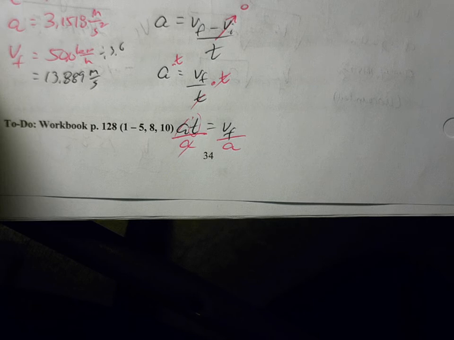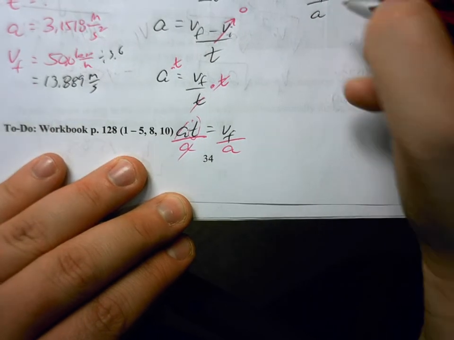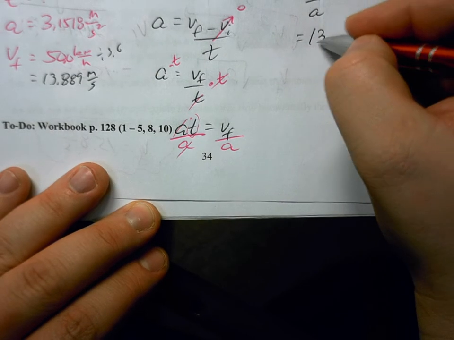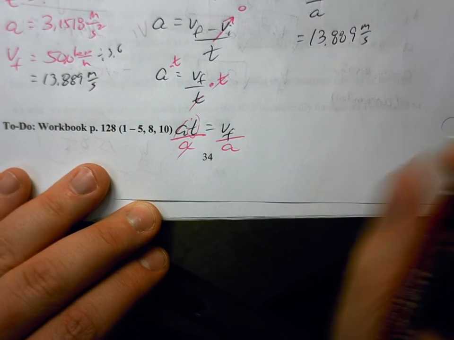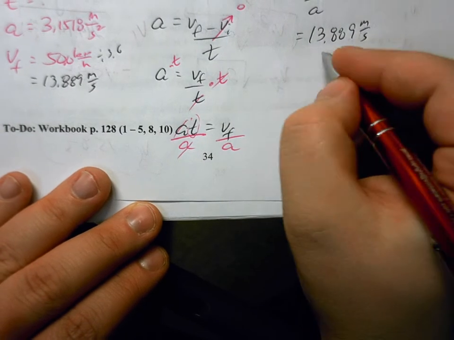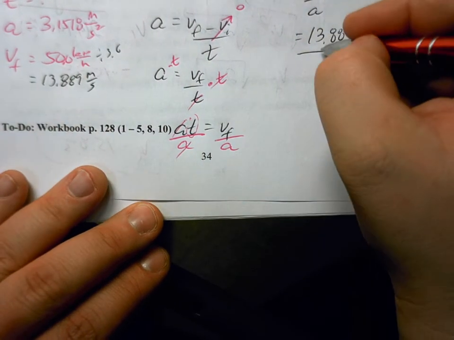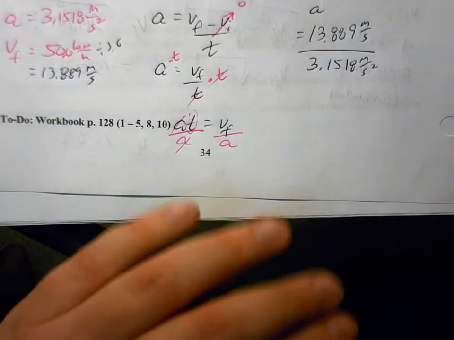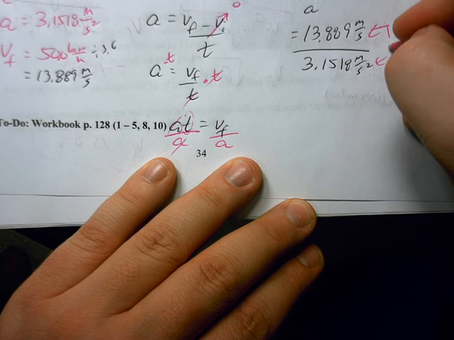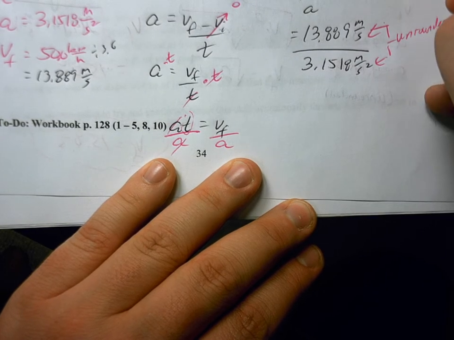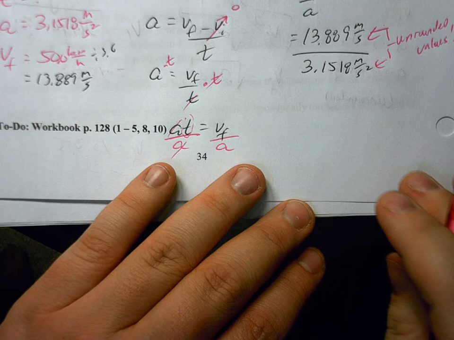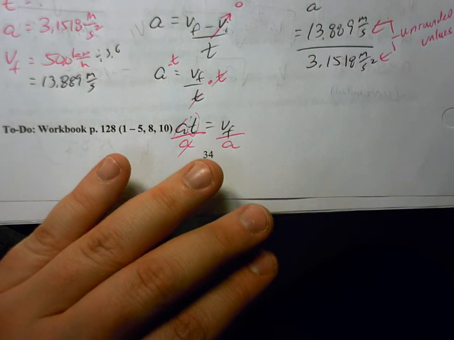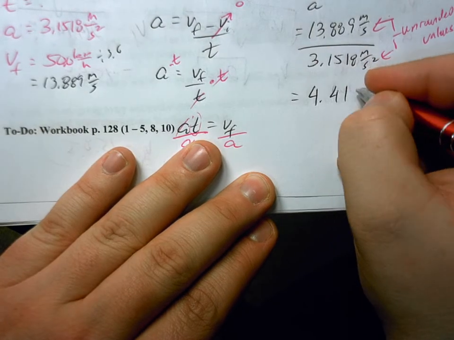So I'm going to get that the time is equal to the final speed divided by the acceleration that we previously calculated. My final speed is that 13.889 meters per second. Make sure that is in meters per second and not kilometers per hour. And then we're going to divide that by that acceleration, about 3.1518 meters per second squared. Both of these are unrounded values. The last thing we want to do is just punch that into the calculator, and we're going to get about 4.41 seconds.